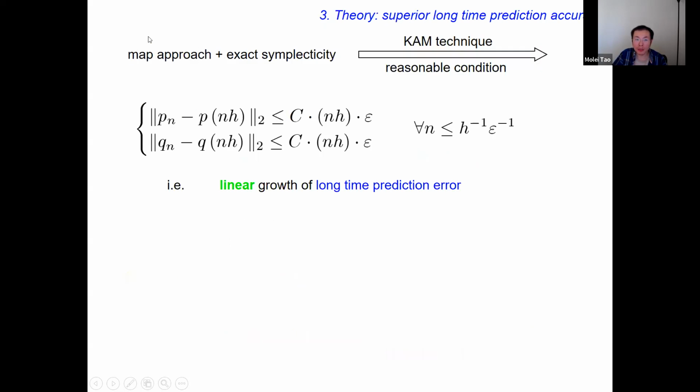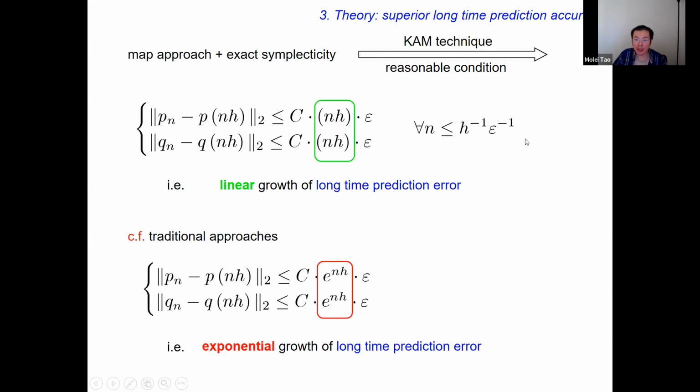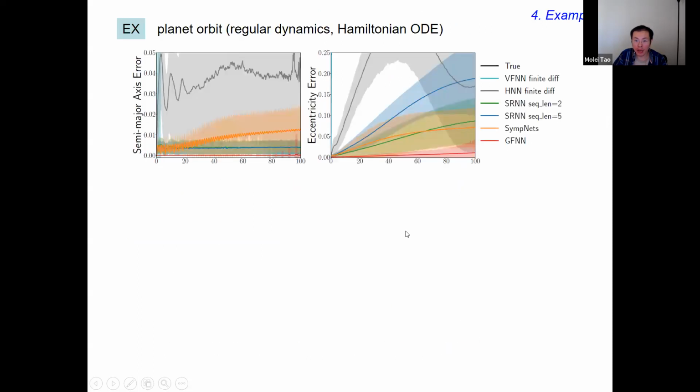And because we are using this map-based approach and we have exact symplecticity, under reasonable assumptions and some heavy machinery from KAM theory, you can prove that the long-time prediction error is going to grow linearly with the prediction time. This should be contrasted with traditional approaches, for which the long-time prediction error can grow exponentially. So our approach has superior performance because of the conserved structure.